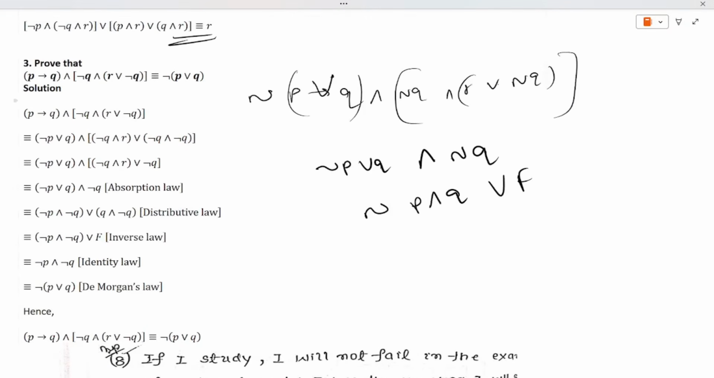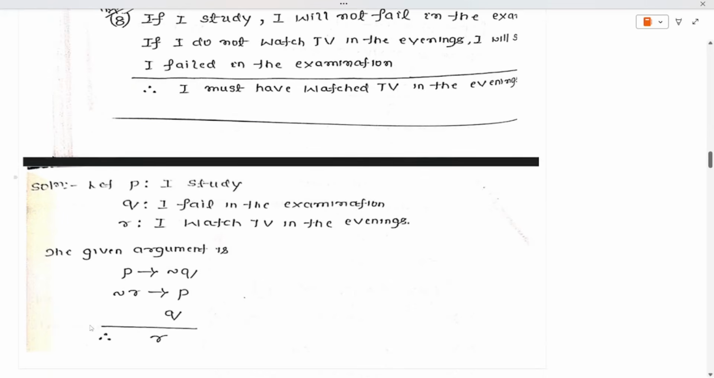P and negation is F naught, you removed this, and now if you take out negation, P or Q will be remaining. This you proved, that is from De Morgan's law. Now you can see this is one of the important topics.